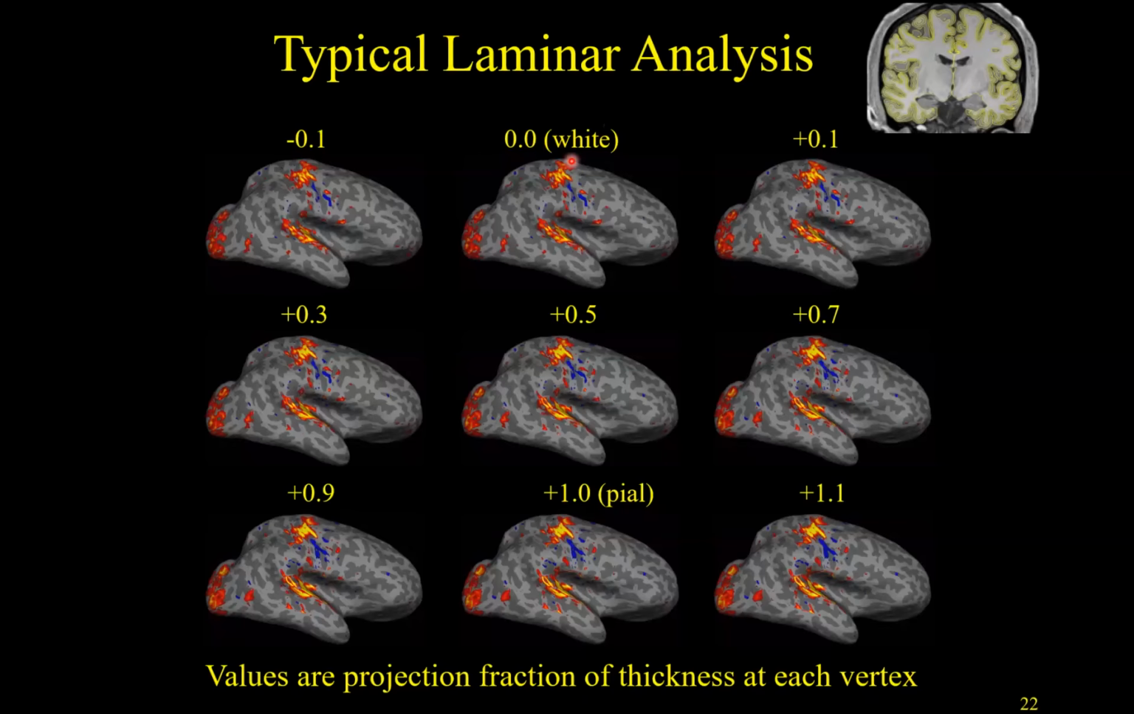So 0 is right at the white surface, 1 is right at the pial surface, and then these are fractions of the thickness. So this is just going and doing trilinear interpolation at each one of those different surfaces.